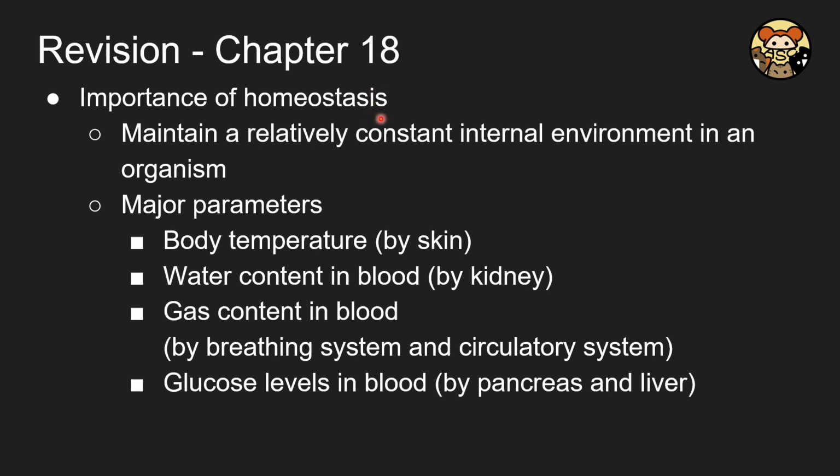First of all, let's talk about the importance of keeping the body in a balanced state, because we like to keep our body in a relatively constant internal environment. Here are some major parameters that we are measuring, like the body temperature, water content, gas content in blood, and also the glucose level in blood. And they are detected by various organs.